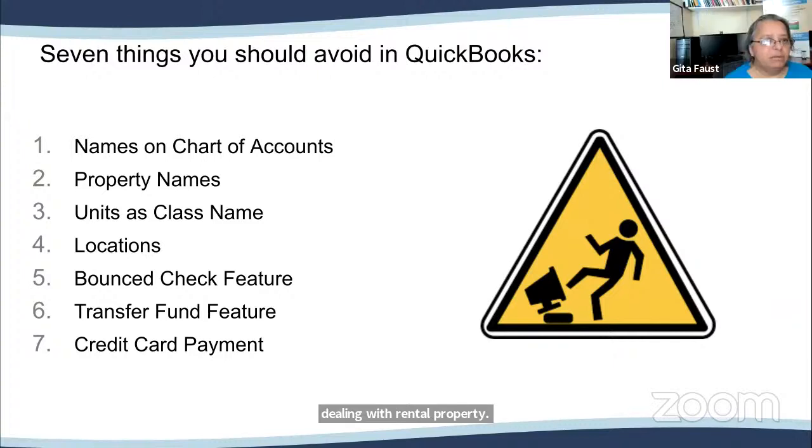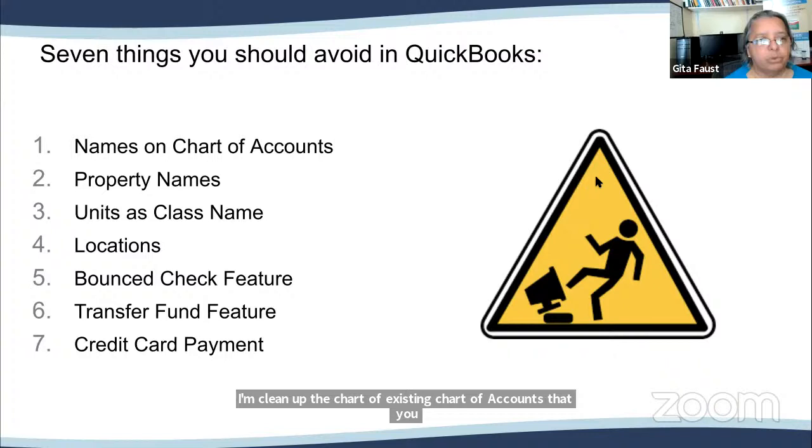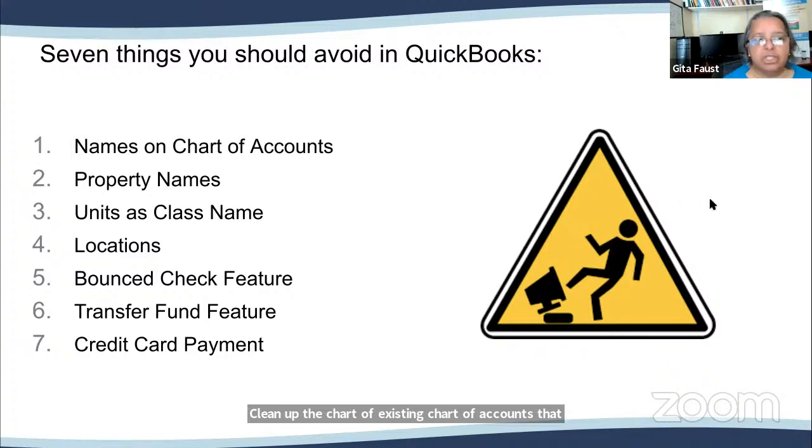Okay, so let me look at the slide. Great. So names on the chart of accounts, right? Someone asked a question about standard chart of accounts, so I'll tell you what not to do. That will help you clean up the existing chart of accounts that you already have. A property name does not go on a chart of accounts. You need to categorize it as land, building, and so forth, because you can always use the property name as classes, as we'll discuss in a little bit more.